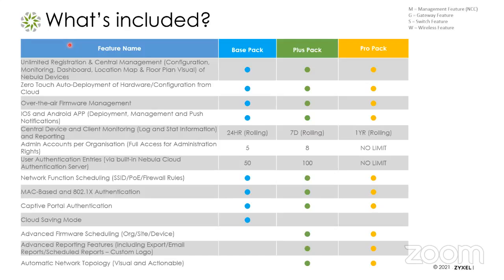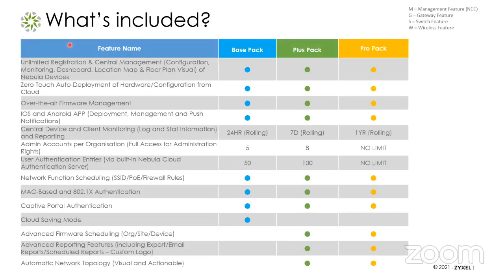Another area where we've got some differences here is on the number of admin accounts. So this is admin accounts not for all of your Nebula access. It's on a per organization basis, which again is usually going to be per customer basis for you. So with free, you get 5 admin accounts. Plus Pack gets you 8. Pro Pack gives you an unlimited number of admin accounts.